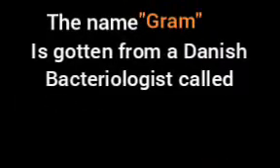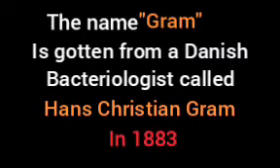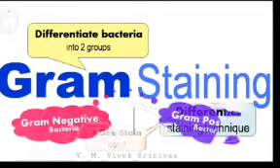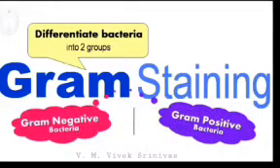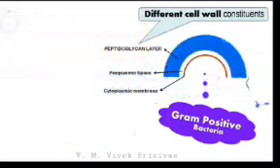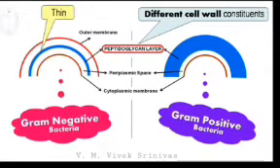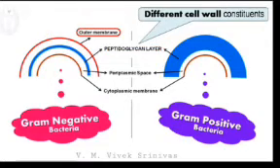The name Gram comes from a Danish bacteriologist called Hans Christian Gram in 1883. Gram staining techniques are divided into two, Gram-negative bacteria and Gram-positive bacteria, and they are differentiated according to their cell wall constituents. The Gram-positive cell wall is made up of a thick peptidoglycan layer, and the negative one has a thin cell wall.